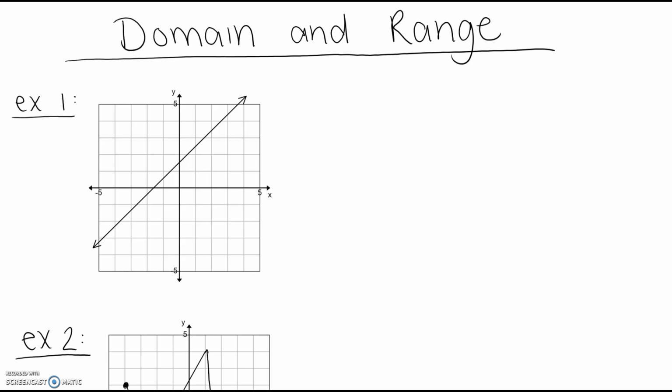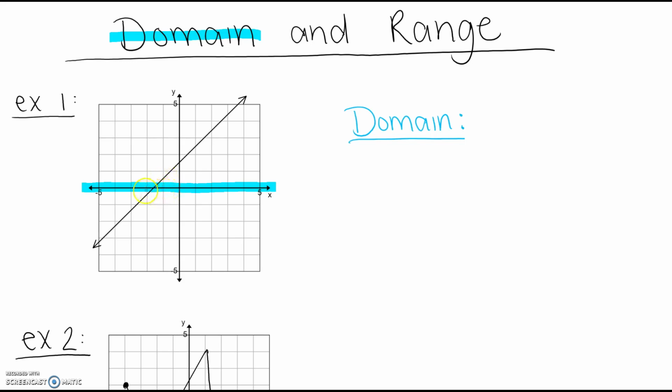Let's review the definitions. When you say the word domain, you need to immediately be thinking of x values. When you're looking at your x values, you need to go from left to right. So for domain, we start with our lowest, and remember it's the x values. So what's the lowest x value?